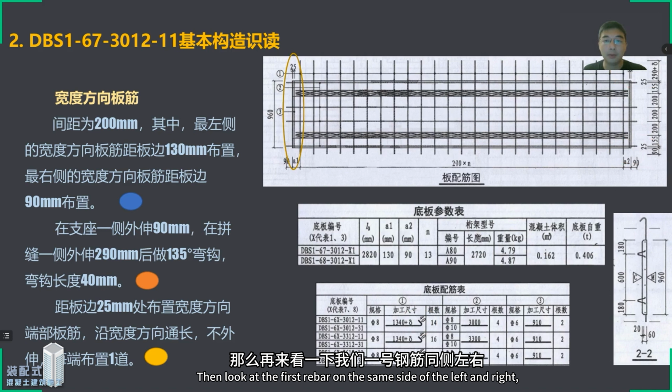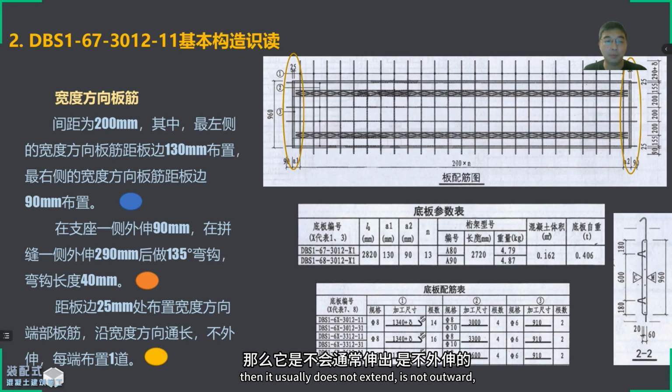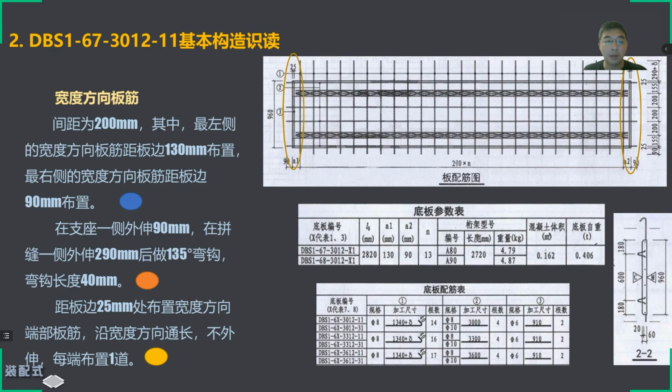Then look at the first rebar on the same side, left and right. According to the requirements of the structure, we need to add a third rebar. Then the third rebar is generally called the first rebar of the edge of the rebar. Generally, the third rebar is about 25 mm from the edge of the slab. Then, it usually does not extend outward more than one on each side.